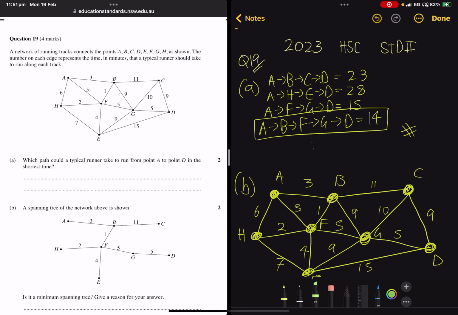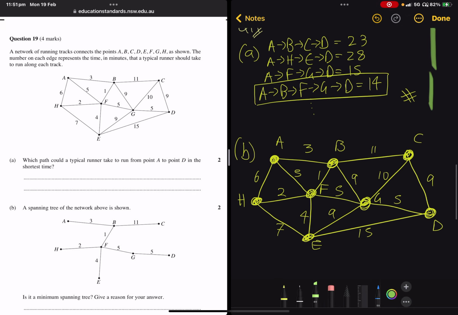To get 1 mark, you'll need some path that connects from A to D. So find a path, say its length, find a few paths, say their lengths. To get the second mark, you'll need the shortest path, which is A, B, F, G, D, which is 14. And you could do this with an algorithm if you want, or you could do it manually. Doing it without the algorithm is really nice in this case.